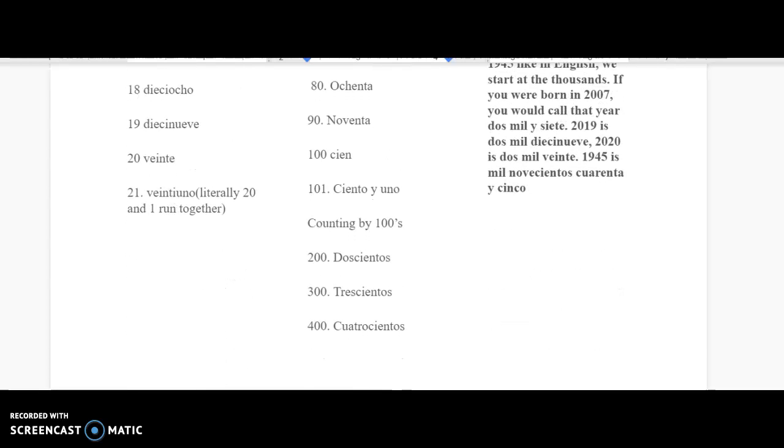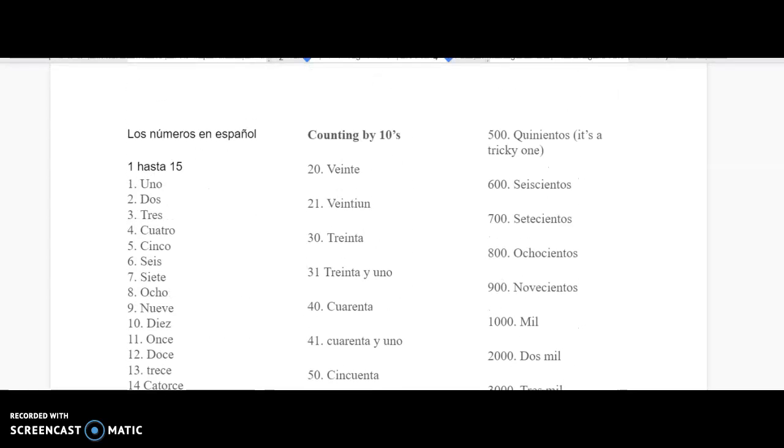If we want to count by 100s, we put 200. So we're literally saying 200s. 300, 400. Now, I bet you think that 500 is going to be 500. But no, it is not. It's a tricky one. And I'm not sure why. I should probably look that one up. 500. 500 is 500. 600, 700, 800, 900.